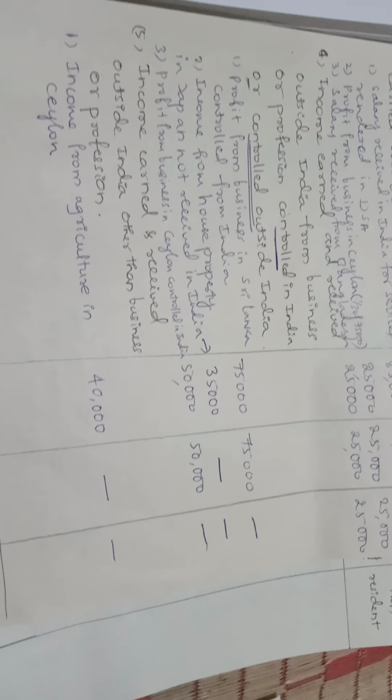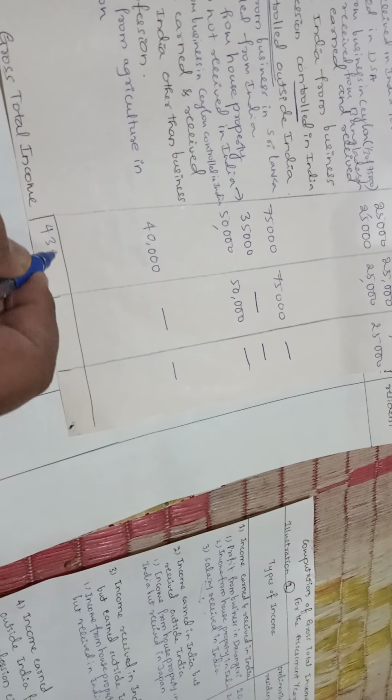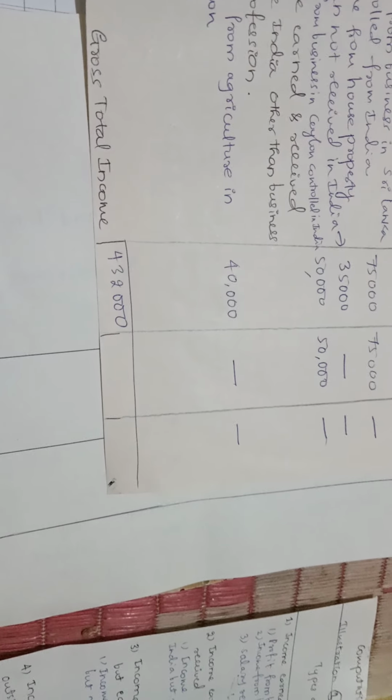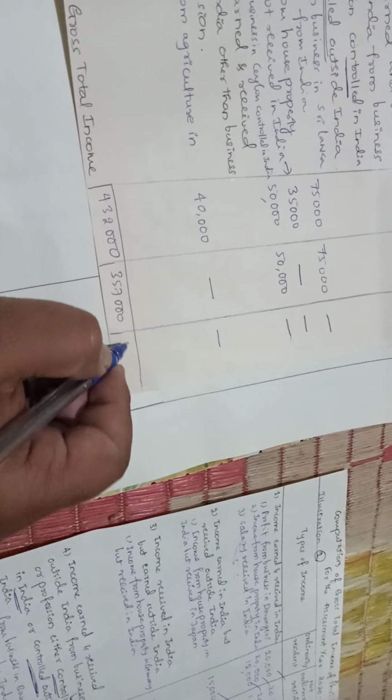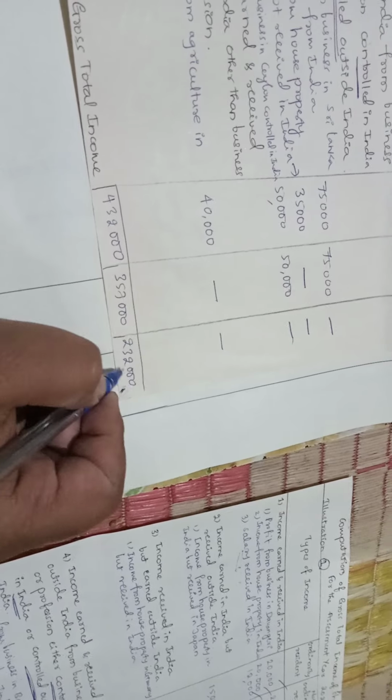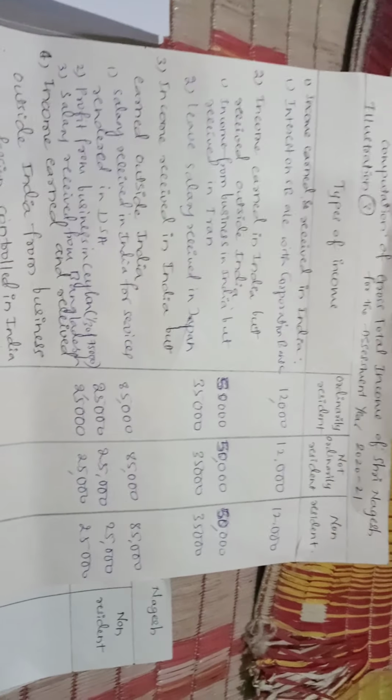Now you need to take the total of each column. How much will you get? You will get 4,32,000. And next you will get 357 as well as 232. This is how we are going to solve the problem in case of the residential status. With this I am going to conclude the discussion. Thank you.